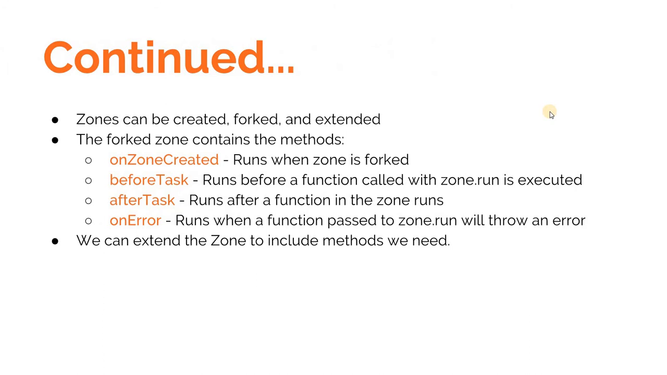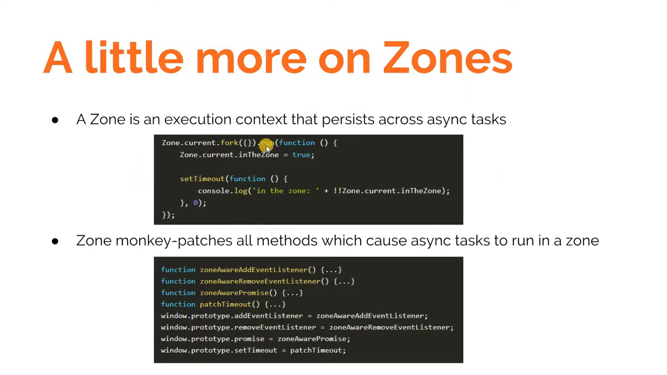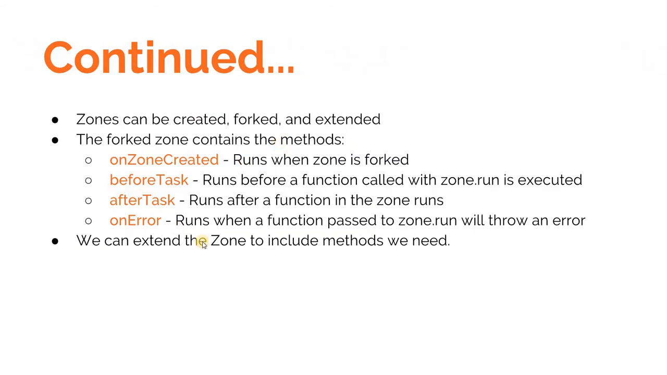Zones can be created, they can be forked, or they can be extended as well, and a zone contains some functions like onZoneCreated, which would be run whenever a zone is forked. It has functions like beforeTask, which would run before a particular function is executed inside the zone.run function that we have seen here. Then we have afterTask that runs whenever a particular function is completed running in that zone. And finally we have the onError function that gets called if the function running inside the zone.run function throws an error.